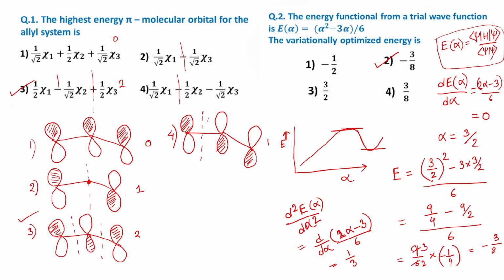You got the alpha value 3 by 2, right? Yes, I got alpha. Now you are putting your value 3 by 2 squared, minus 3 into 3 by 2. So overall it is 9 by 4 minus 9 by 2, divided by 6. So I was trying to solve in the numerator itself: 9 into 2, 18, minus 9 into 4, 36, divided by 8, upon 6. I'm just doing this.